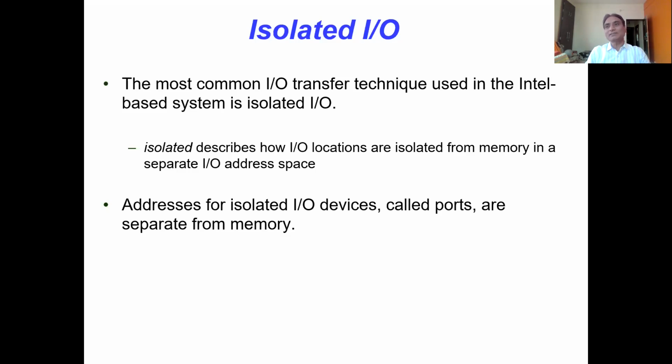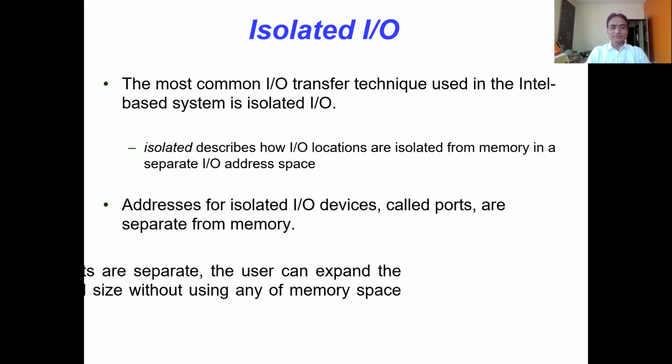But what does it mean? It means that whatever addresses we are going to use for isolated IO devices, these addresses will be referred to as ports, and they are going to be completely separated from memory, and that is why it is referred to as isolated IO, because it is not part of memory.